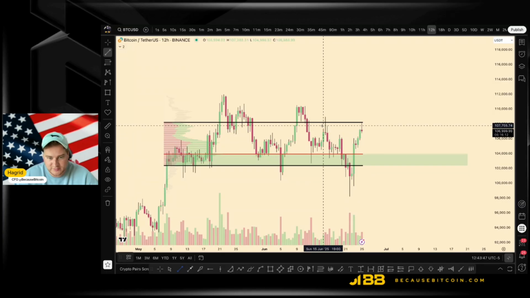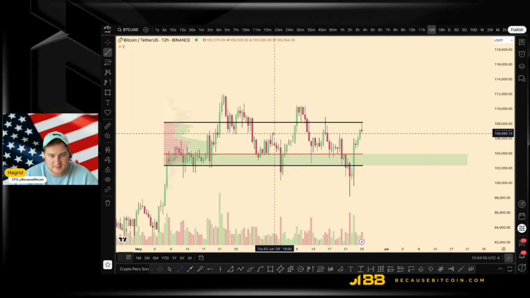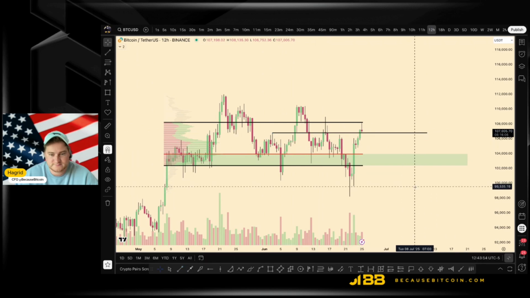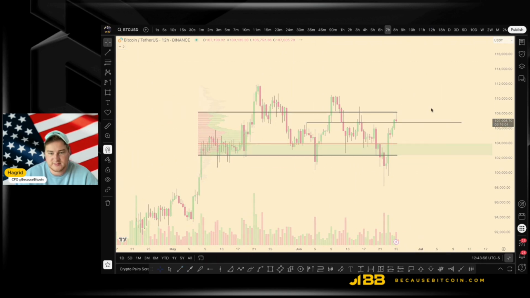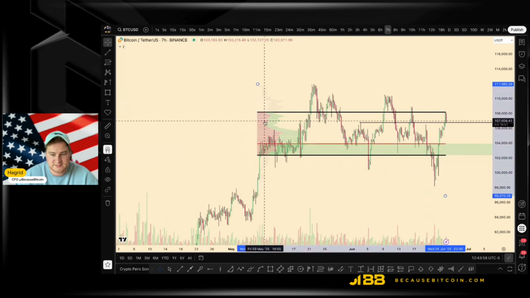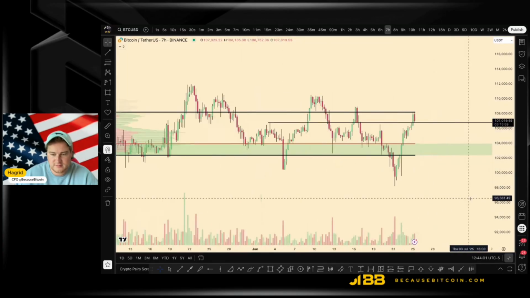I like this right here. Let me find a wick like that. Now let me zoom in a little bit, maybe a 7-hour. Make sure this is pulled all the way over. Okay.